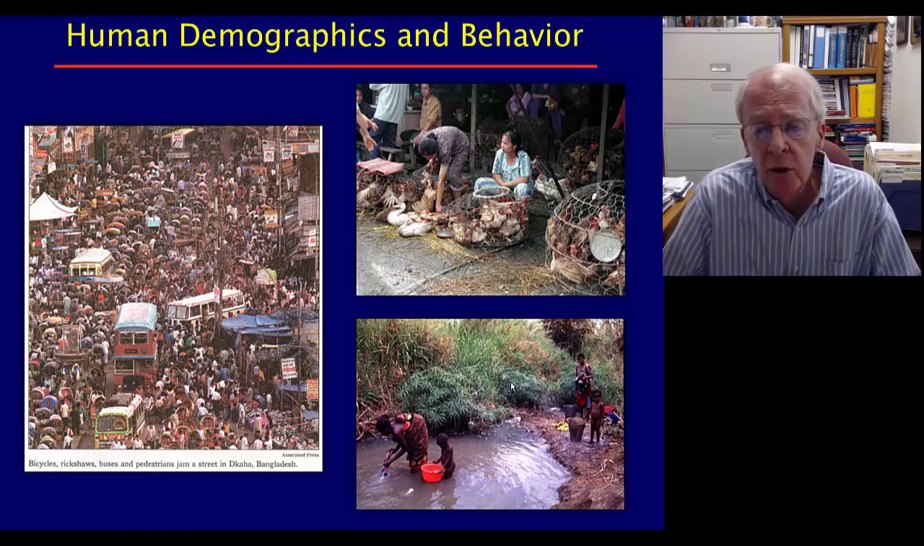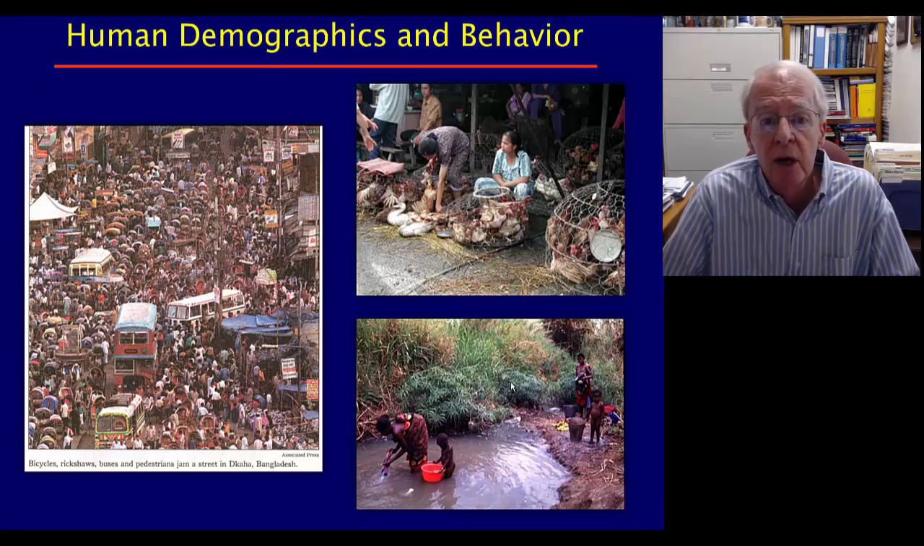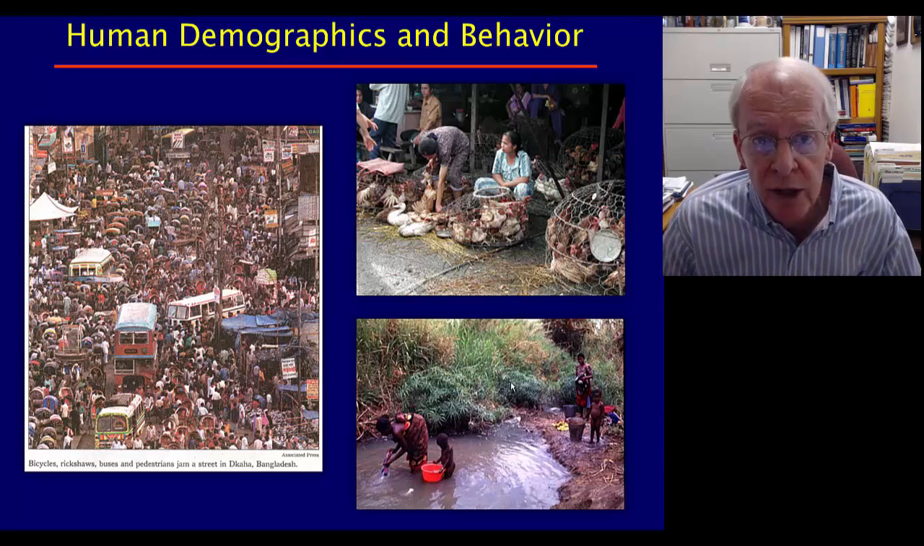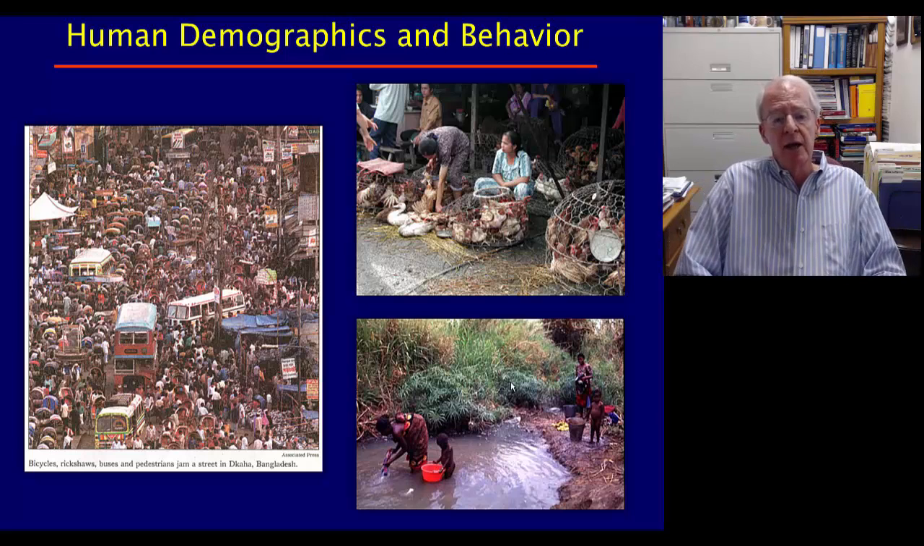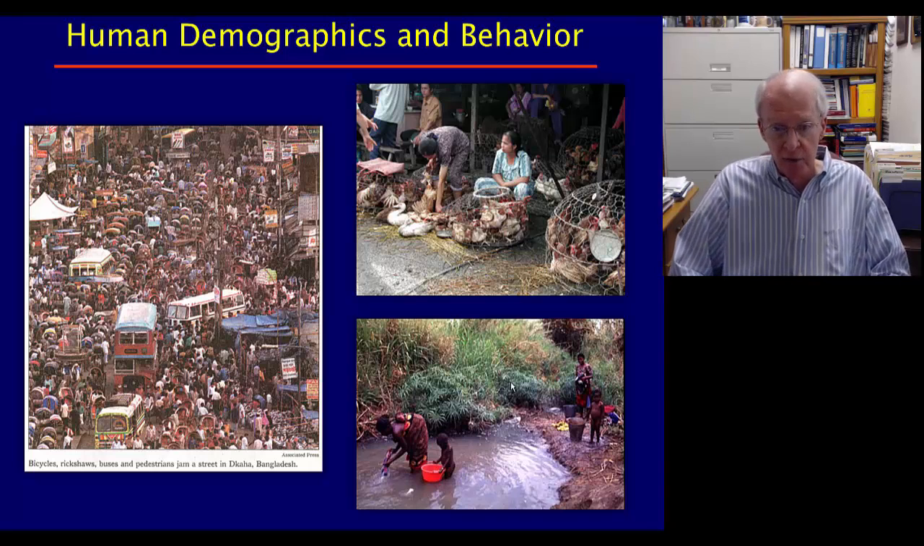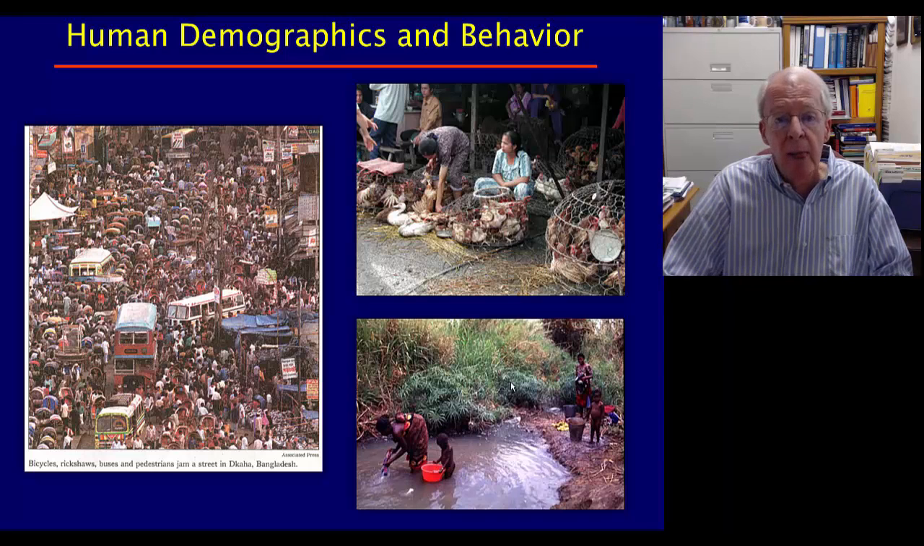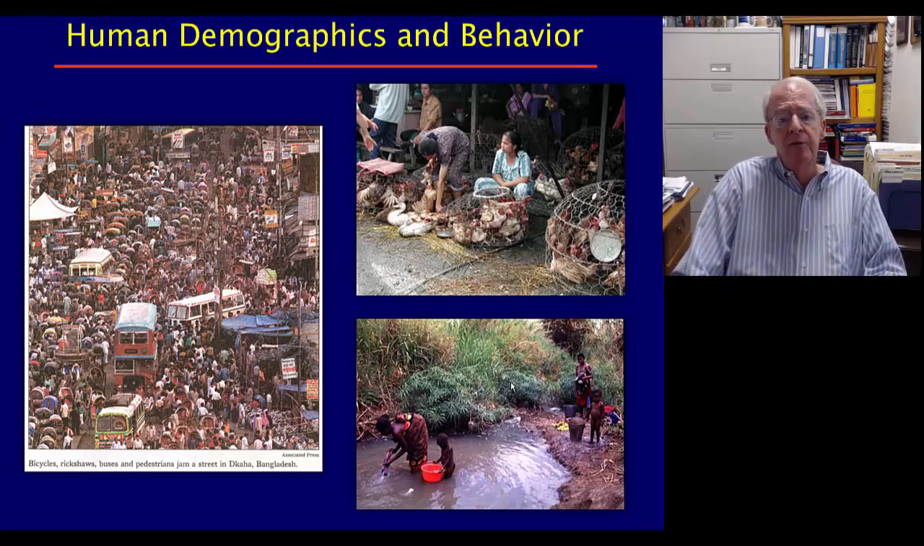I will illustrate a few of these factors briefly for you. First, the changes in human demographics and behavior. The slide on the left is a photo taken in Dhaka, Bangladesh, a mega city. The slide in the upper right is taken in a wet market in South Asia, a live animal market there. And on the lower right, you'll see an example of people using a contaminated surface water source in sub-Saharan Africa. Keep the photograph of Dhaka in mind for a moment.